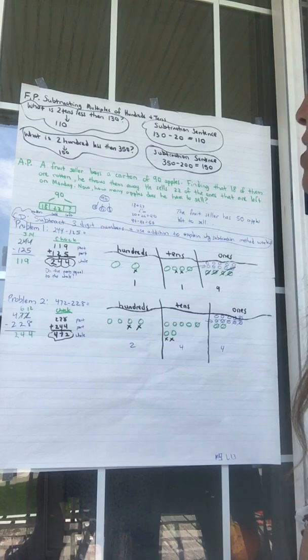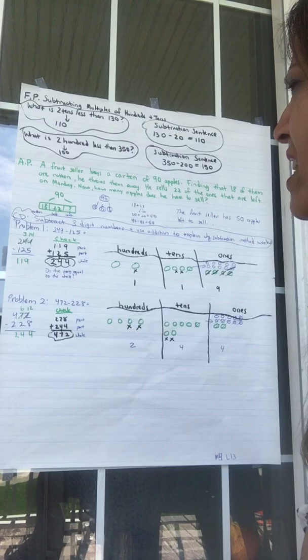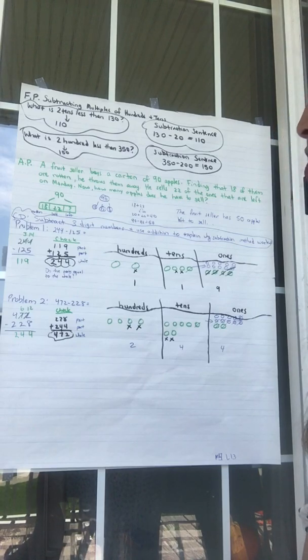A fruit seller buys a carton of 90 apples. Finding that 18 of them are rotten, he throws them away. He sells 22 of the ones that are left on Monday. Now, how many apples does he have to sell? Let's reread. A fruit seller buys a carton of 90 apples. Finding that 18 of them are rotten, he throws them away. He sells 22 of the ones that are left on Monday. Now, how many apples does he have to sell?